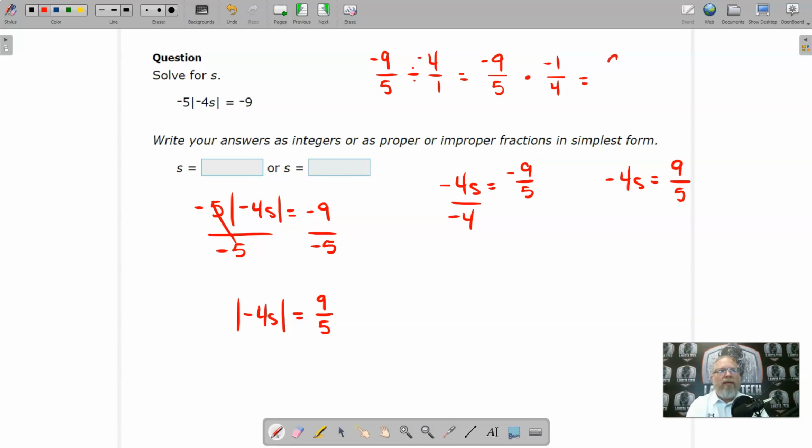9 times 1 is 9. And 5 times 4 is 20. So I would end up with S equals 9 over 20.